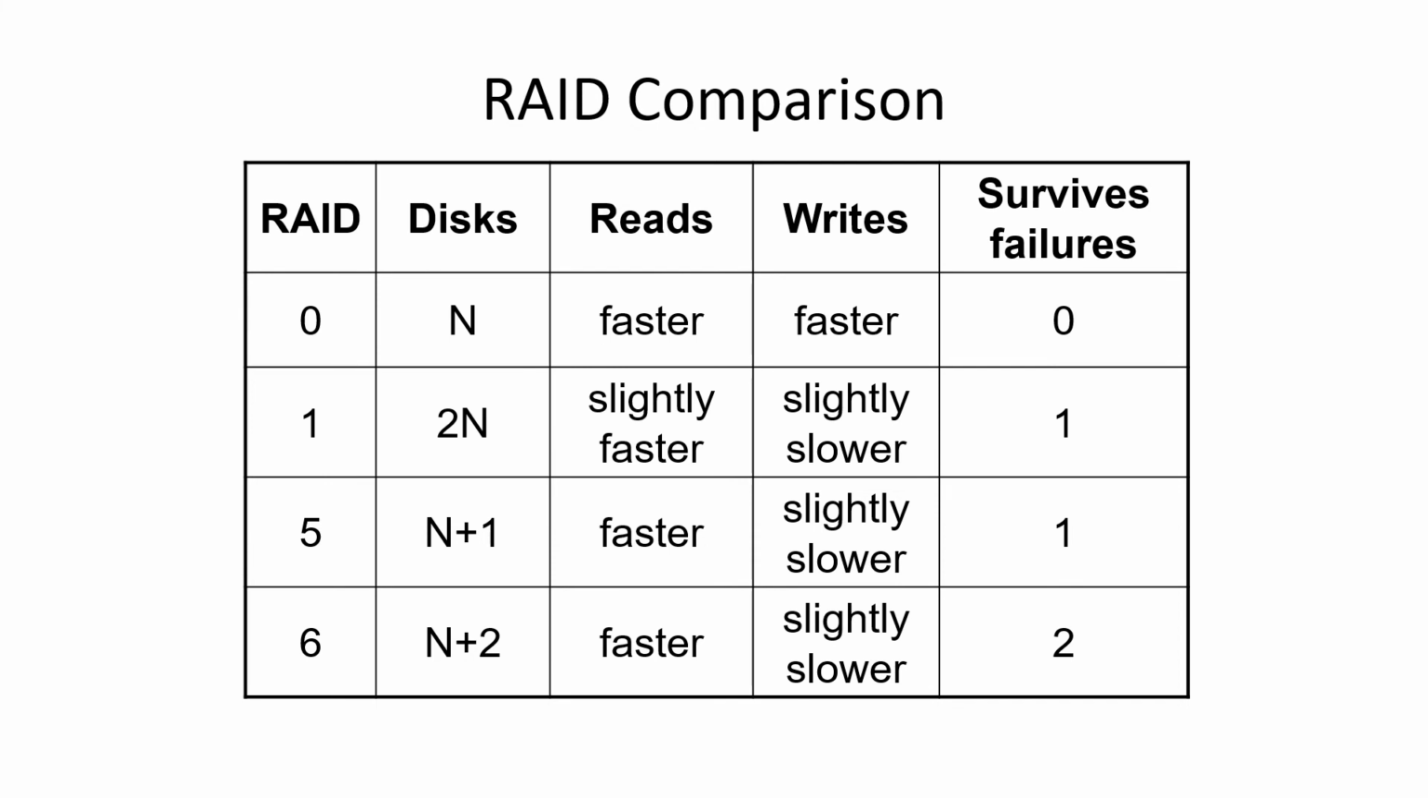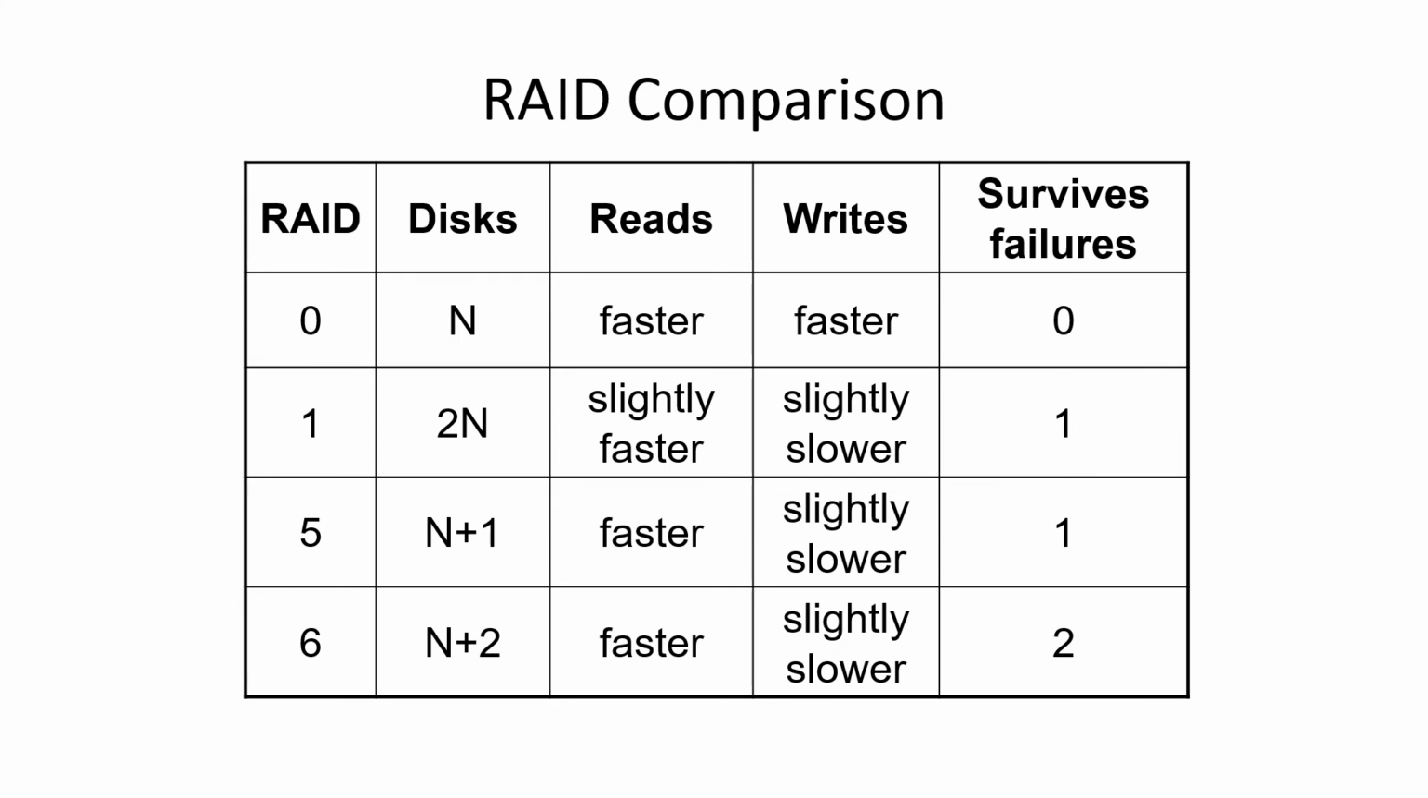RAID 1 is mirroring. It requires twice as many drives. Reads can be slightly faster because you can read from either drive. If one's busy, you can read from the other. Writes might be slightly slower because you have to write to both disk drives. If either one of the drives fails, though, you can keep on running with the other drive.